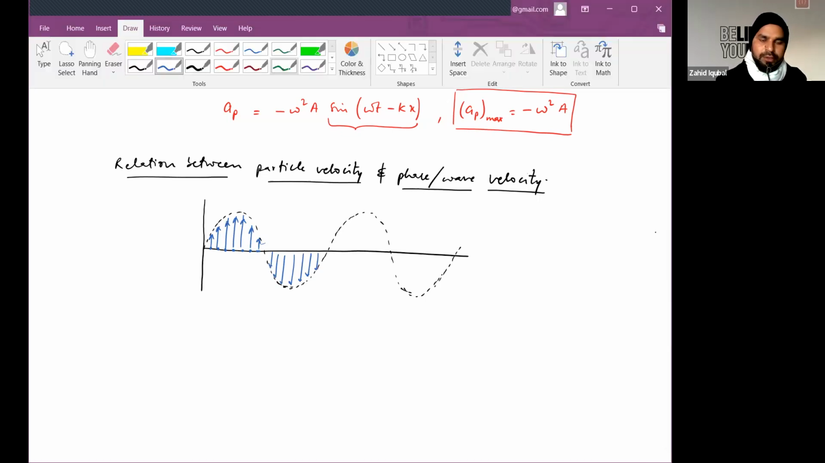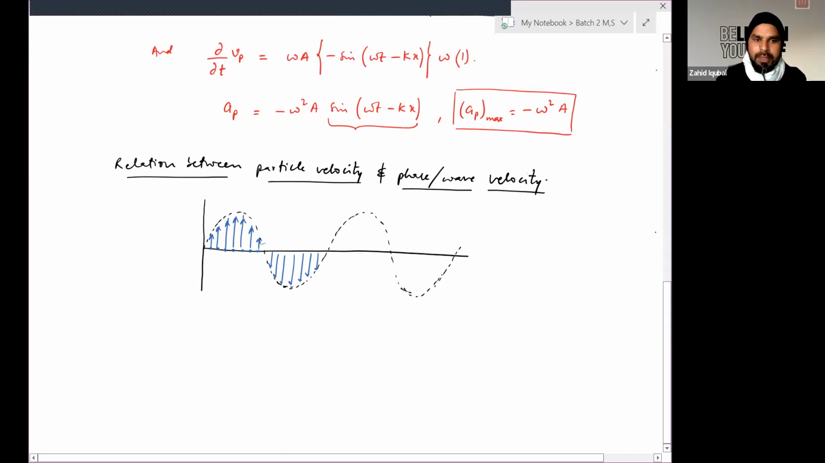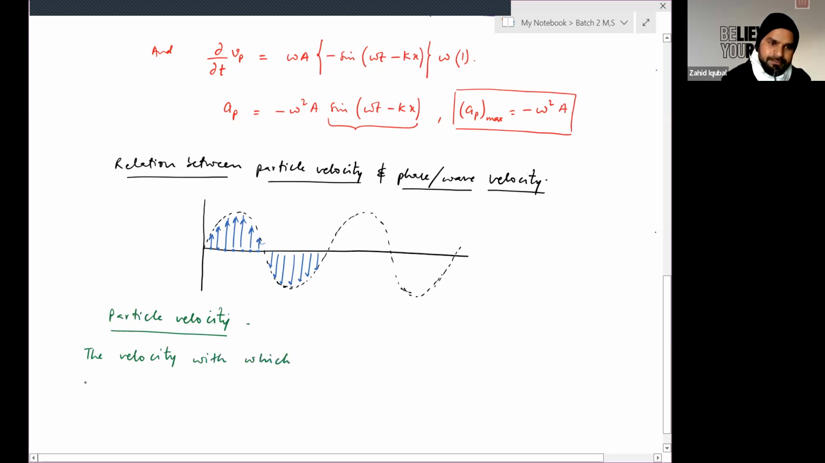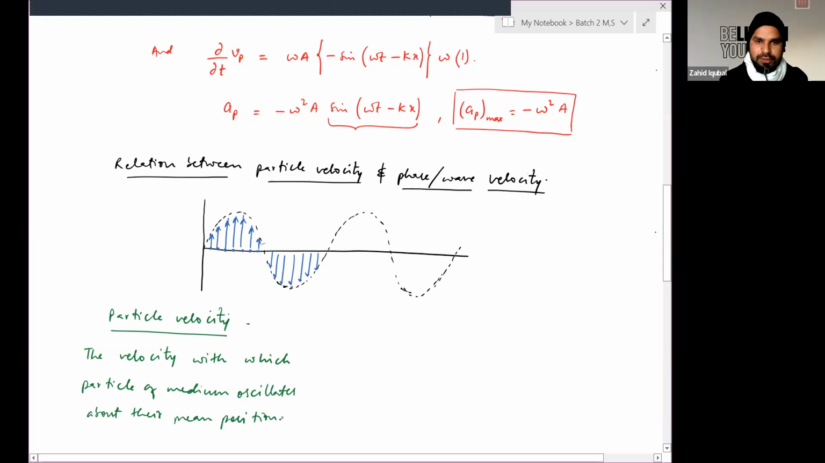So first is particle velocity. You will say the velocity with which a particle of the medium oscillates about its mean position is called particle velocity.